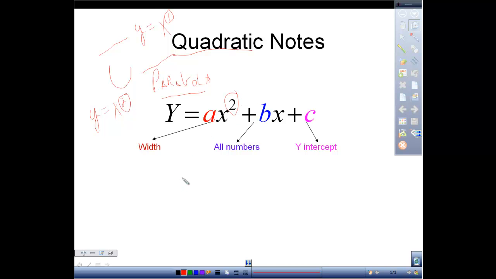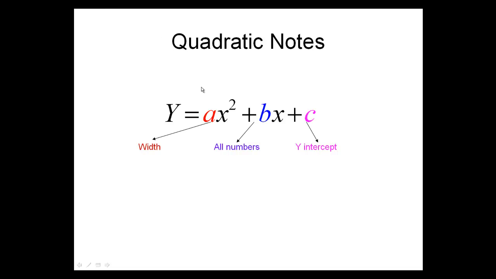This looks sort of like y equals mx plus b, and they all play a part. The width of the parabola is determined by the a, and the slope of a linear line is determined by the m. Slope. Okay? Linear, quadratic, parabola, and that's what we're going to look at today. Next slide.